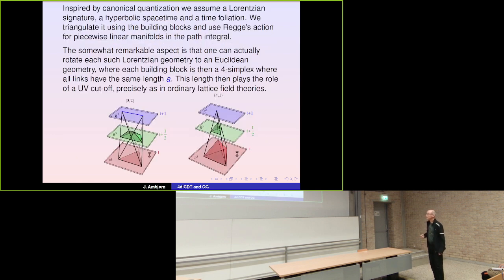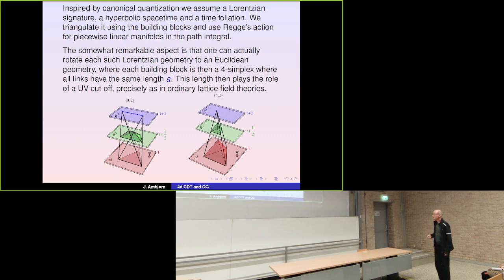Inspired by canonical quantization, we will assume a Lorentzian signature from the outset, a hyperbolic space-time, and a time foliation. And then we triangulate this using the building blocks. For the action, we put in the Regge action for piecewise linear manifolds, because this is a very nice action in the sense that it doesn't need coordinates. Once you know the lengths of the links in the triangulation, which is a kind of diffeomorphism invariant concept, then you know the geometry. You can reconstruct the geometry.